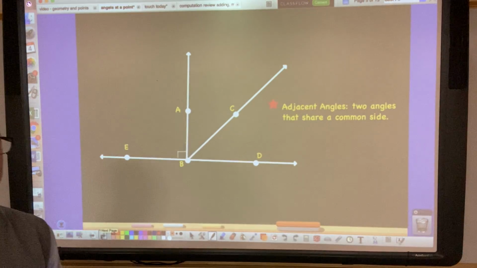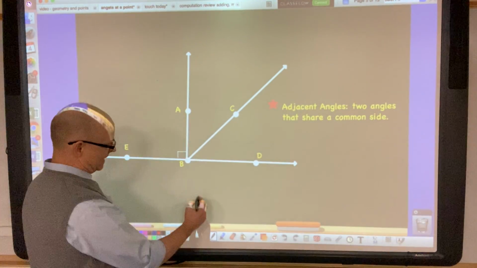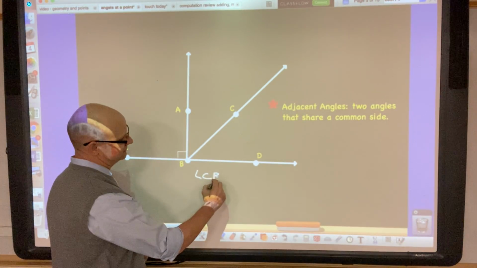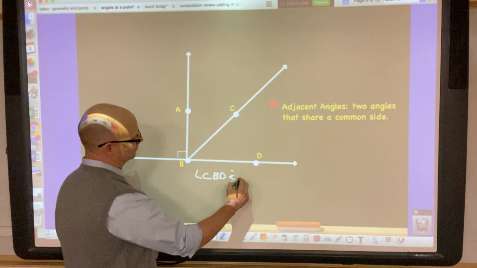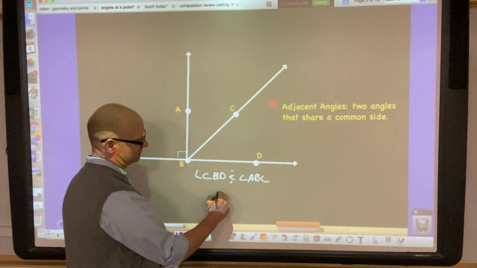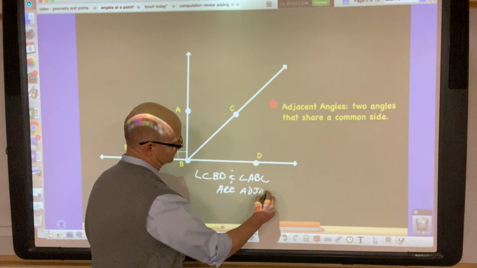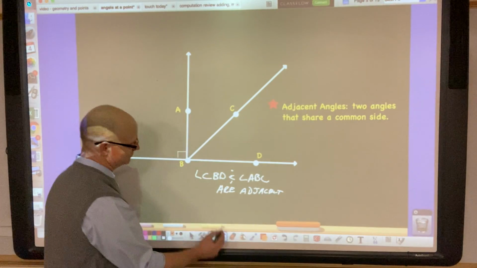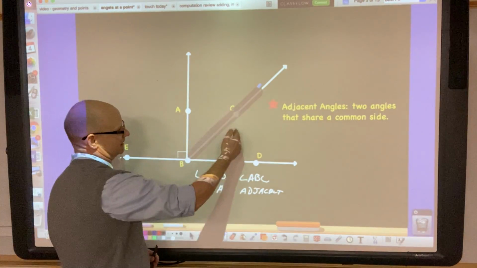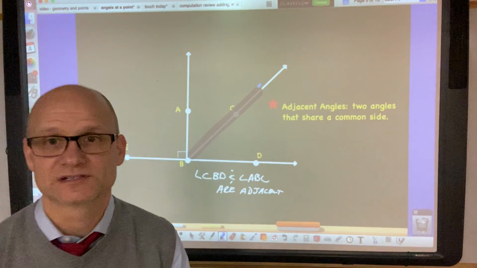Also, one other thing to discuss: adjacent angles are 2 angles that share a common side. So I can say angle CBD and angle ABC, they are adjacent. Why do I know that? Because they share this common side. So angle ABC and CBD are adjacent. Angles that share a common side are adjacent.